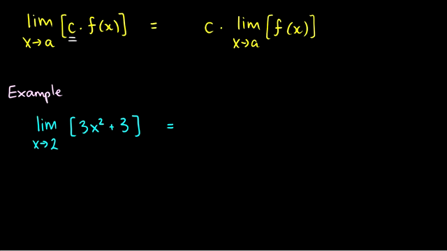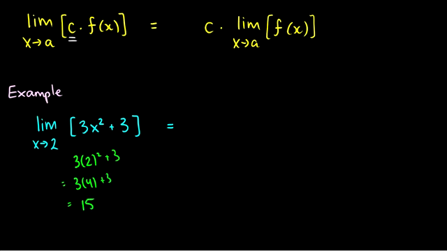So here's an example. The limit as x goes to 2 of 3x squared plus 3. If we just put in 2 and evaluate it like this, then we'll have 3 times 2 squared plus 3, which is equal to 3 times 4 plus 3, which is just 12 plus 3, which is 15.